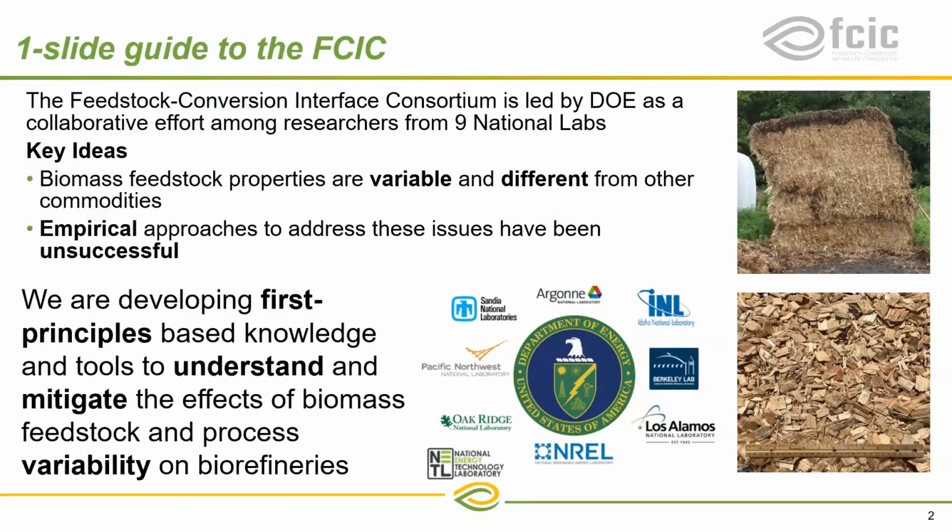The properties of that bale will depend on how it's harvested, how it's stored, how it's transported, and then how it's processed. And biomass properties are different. They're different from the agricultural commodities that we're all familiar with that we've had 100 years to work on. Corn grain there being the obvious example. We argue that empirical approaches to address these 2 issues haven't been entirely successful in the past. So the FCIC's goal is to develop first principles-based knowledge and tools to understand and then to mitigate the effects of biomass feedstock and process variability on biorefineries.